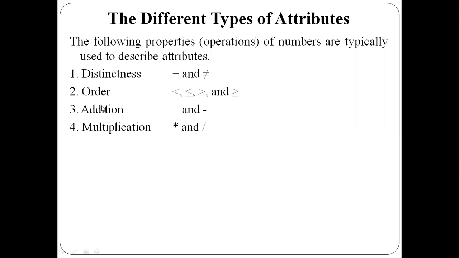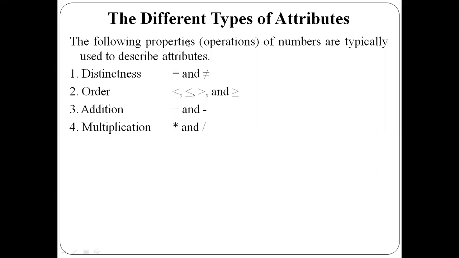And then order will normally be expressed using less than or equal to, greater than or equal to. And then addition, the symbols or operations are plus and minus. Multiplication, for that, star and divide. Using these properties, we can explain the different types of attributes here.